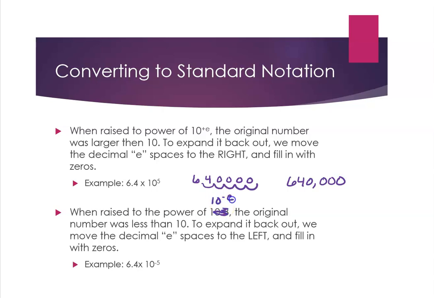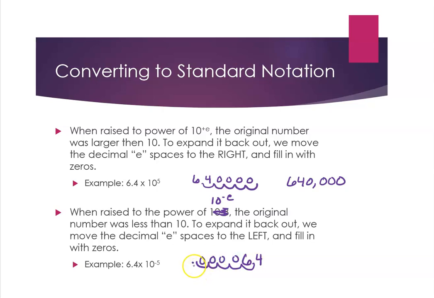All right, so now if I do the opposite, if I raise to a negative power, this is a typo. This should say to the negative e. So when I raise to a negative exponent, then that means the value is less than 10. So that means that instead of moving the decimal place to the right here and putting zeros behind my value, I move the decimal place to the left and the zeros go in front of my value. So 6.4 times 10 to the negative 5th, I move my decimal places 5 spaces to the left. 1, 2, 3, 4, 5, and I fill those in with zeros.